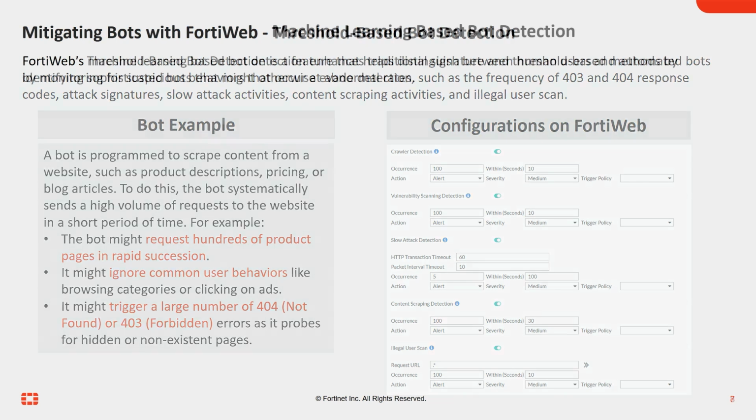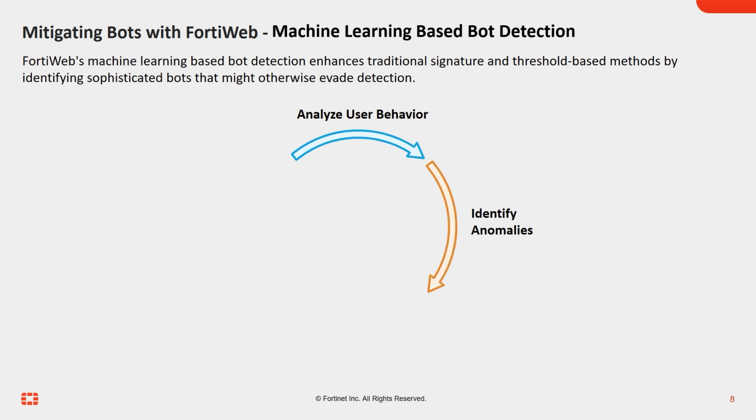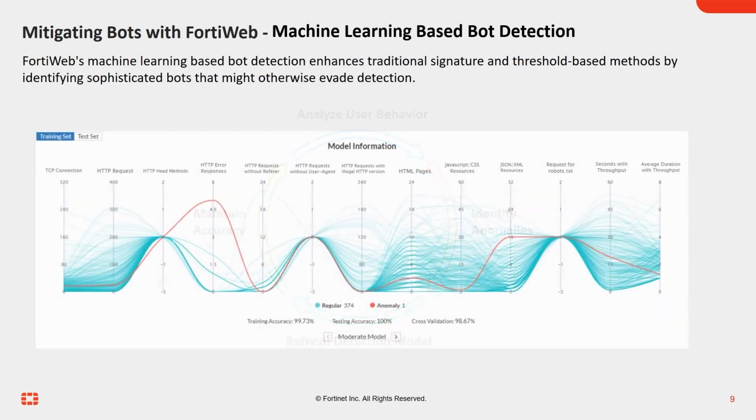FortiWeb's machine learning-based bot detection enhances traditional signature and threshold-based methods by identifying sophisticated bots that might otherwise evade detection. At the core of this feature is a machine learning algorithm called Support Vector Machine, or SVM for short. It learns what normal user behavior looks like across your applications, then constantly compares that to incoming traffic. So, if something changes, like an application update, FortiWeb automatically updates its model to keep detection accurate. It analyzes user behavior across 13 different dimensions.